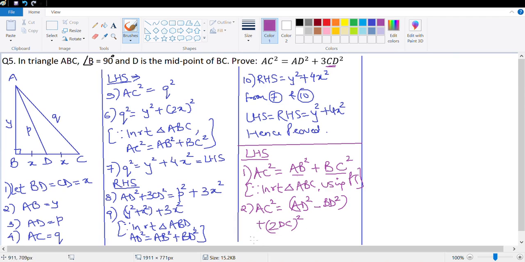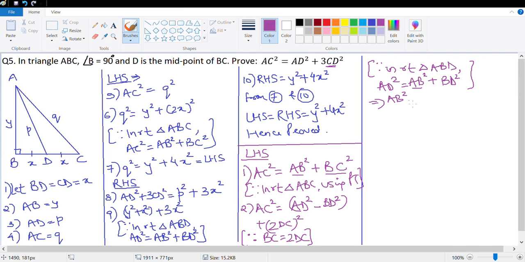Two reasons: since BC is equal to 2 times DC, and the second reason is since in right triangle ABD we have AD square is equal to AB square plus BD square, which means AB square can be written as AD square minus BD square. That's exactly what I've done. So now let's look at the third step, which is AC square is equal to AD square. So we've got AC square from the left hand side, we've got AD square also. Now I need to convert this BD into CD somehow, right?